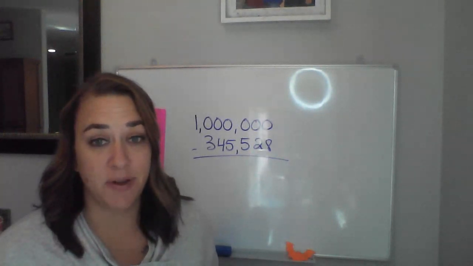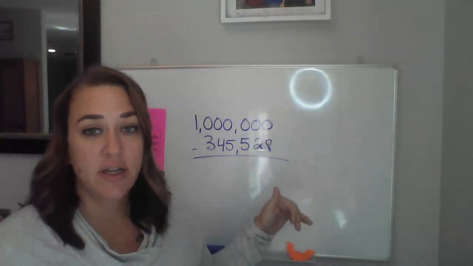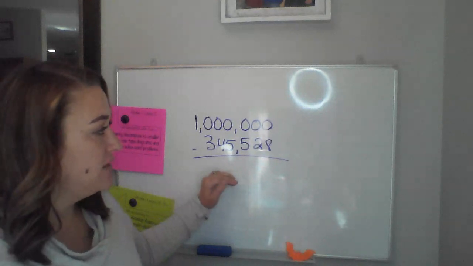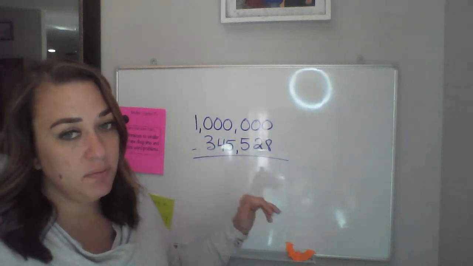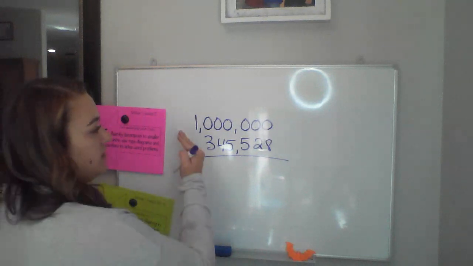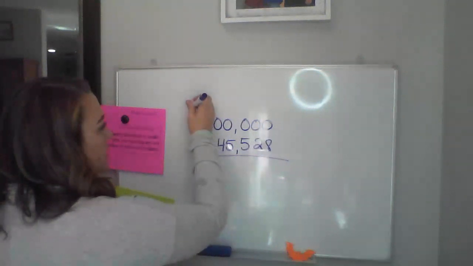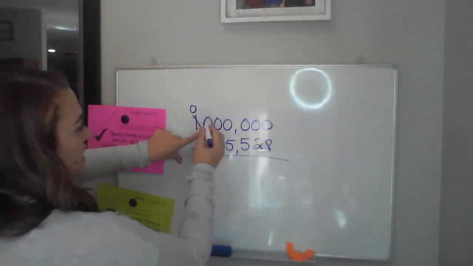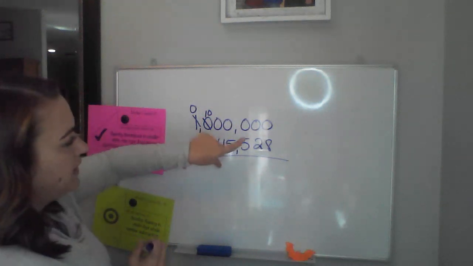All right, here's our next problem. Lots of zeros, which means lots of decomposing and moving our value over. So we have 1 million minus 345,528. We can already see we're going to have to set up pretty much the whole problem, every place value, before we can subtract. Okay, so we're going to go all the way over to our millions and just move it down until we get all the way to our ones and can start a subtraction.